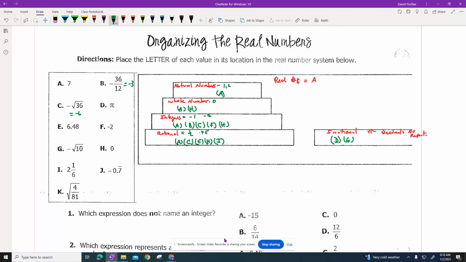Okay, so kind of be careful. Here we go. I got a 0.7. He's a repeating decimal. So J goes down here. Hopefully you have a J there.